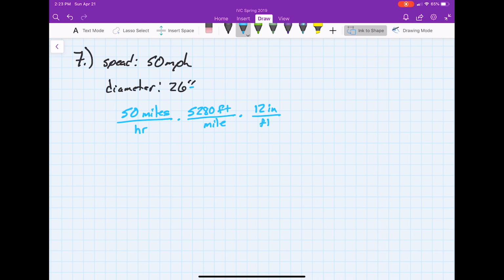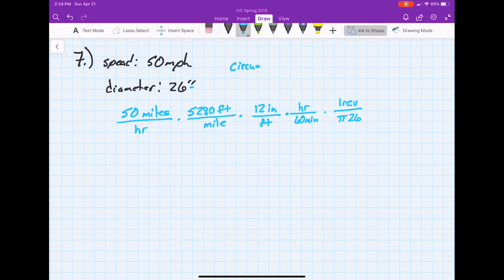Now we also want to get this into minutes. So for 1 hour, there are 60 minutes, and we need to be in revolutions per minute. So we have 1 revolution is equal to the circumference of the wheel, which is pi times 26 inches, technically. And so basically, we're going to go through all of this.